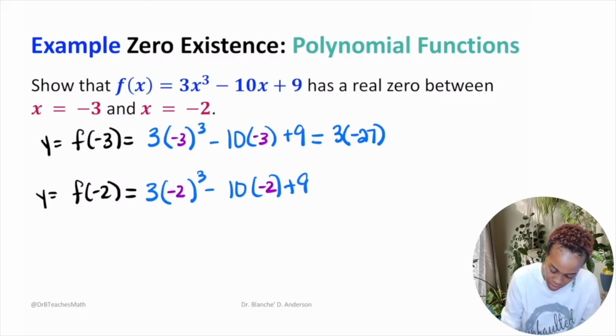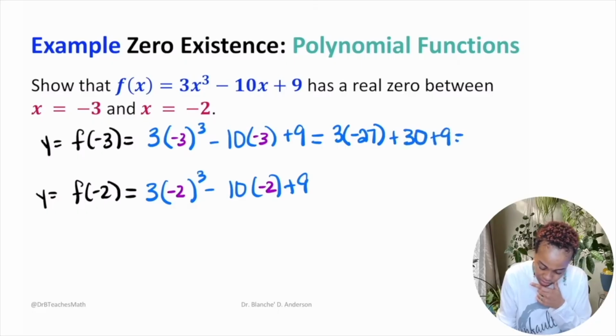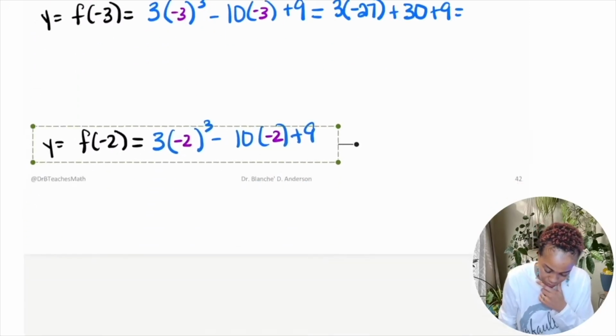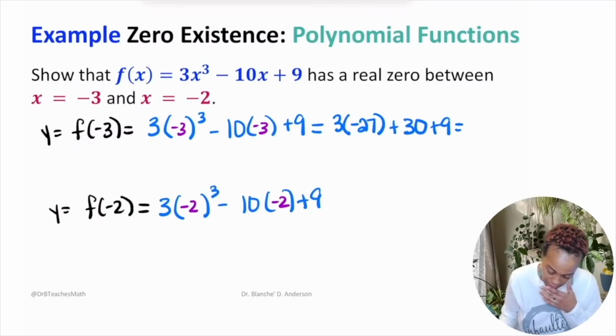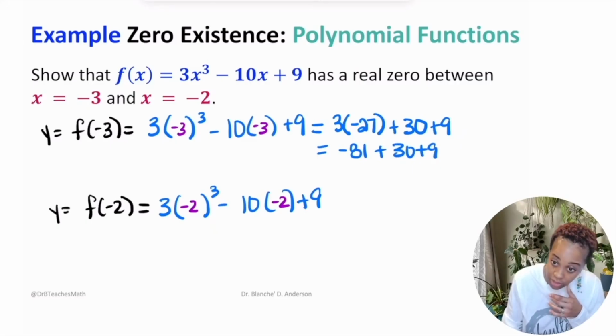And then that's going to be minus. A minus 10 times a minus 3 is going to be a positive 30. Y'all see that? And then plus 9. So let's stop there, because I'm probably running out of room. If you put this in your calculator, you should get minus 81 plus 30 plus 9, and you end up with negative 42.